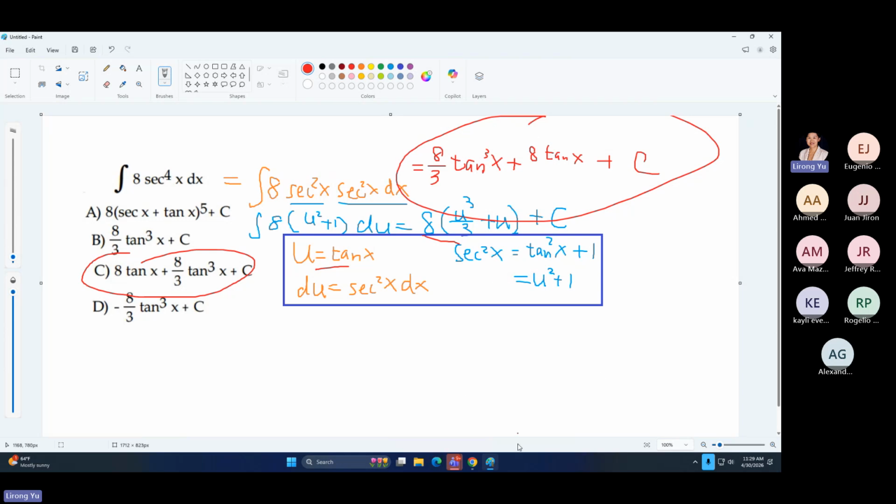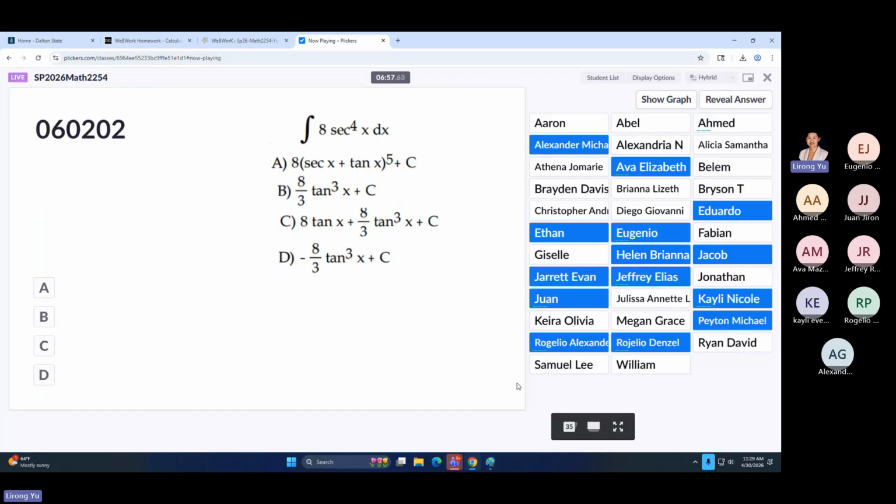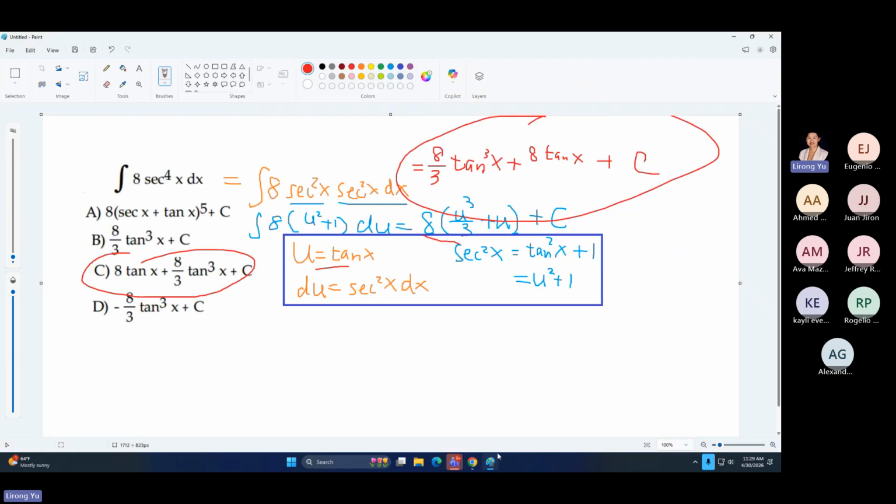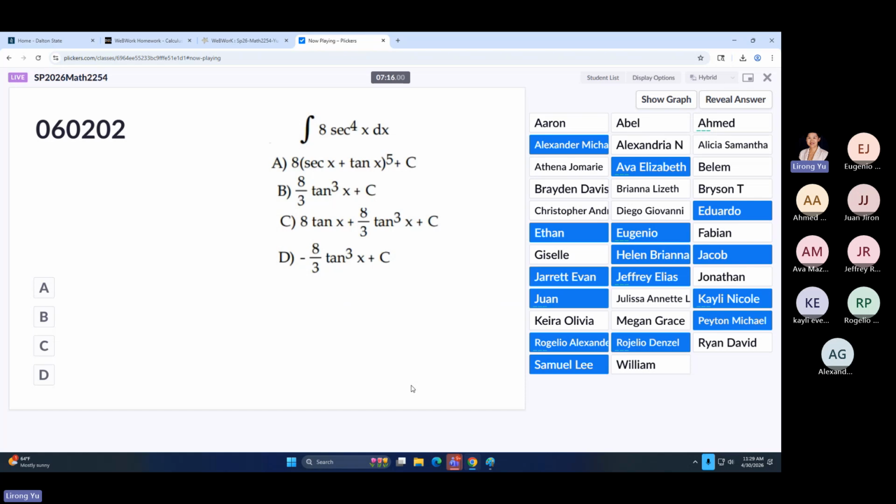I can see most of you already have the right answer. If you don't, I think you should be finding it now. The answer is C. So you can see the answer is C. Let me know if you have any questions. Still with me?